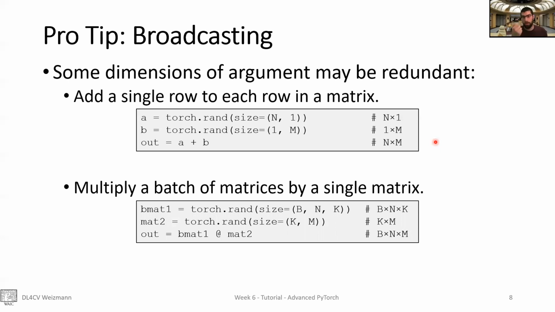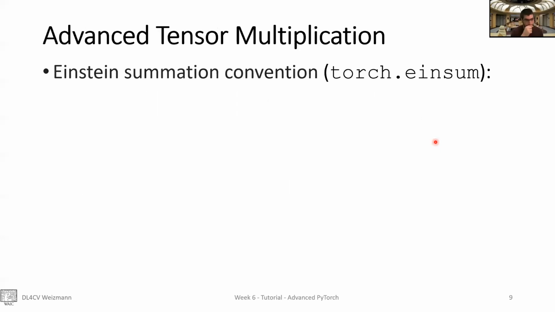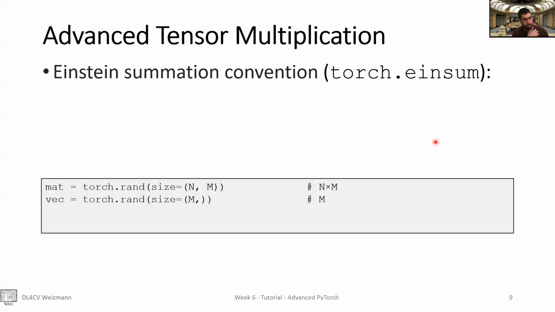Now we'll continue to a bit more advanced tensor multiplication and summation. This is called torch einsum. It's practically an implementation of the Einstein summation convention. So let's begin with an example. Assume we have a matrix and a vector and we want to implement the already known matrix-vector multiplication. So how do we do it with einsum?